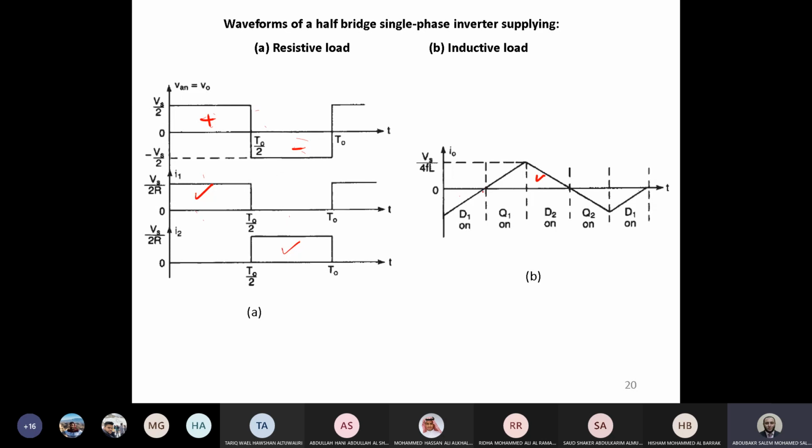So you will find a phase shift now between the zero crossing of voltage and the zero crossing of current. This is the shift between them. And this is the delay that will affect the power factor of the circuit. Okay, so this is the case of an inductive load and voltage source inverters. This is for single phase.